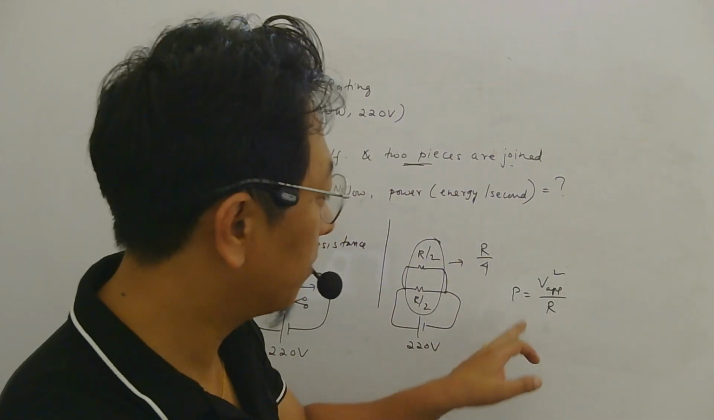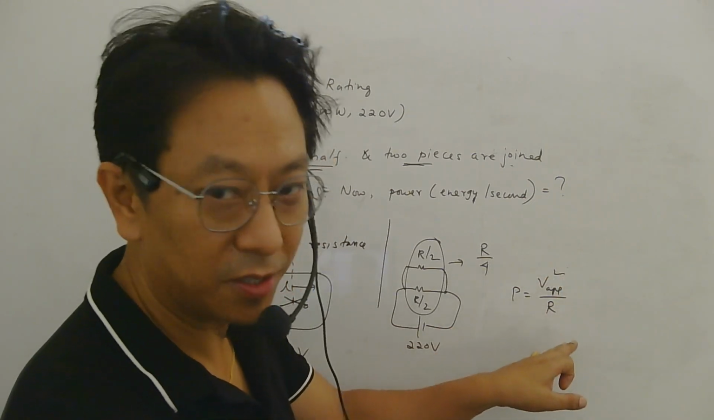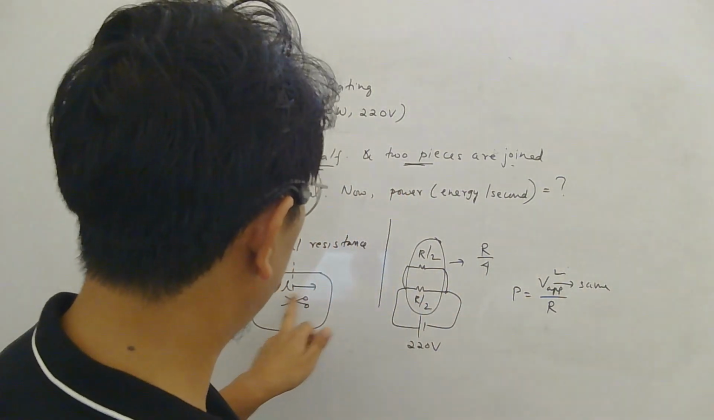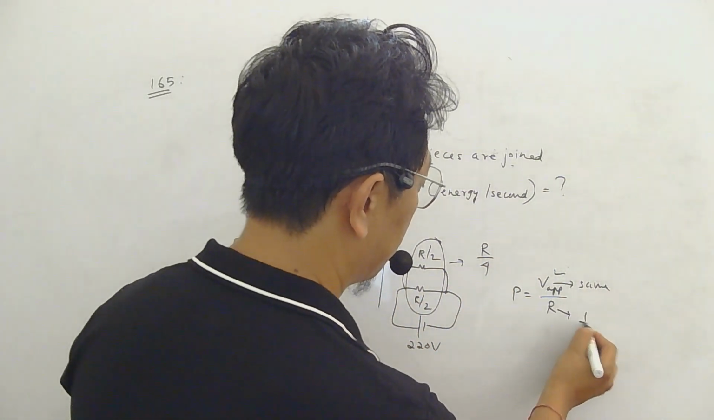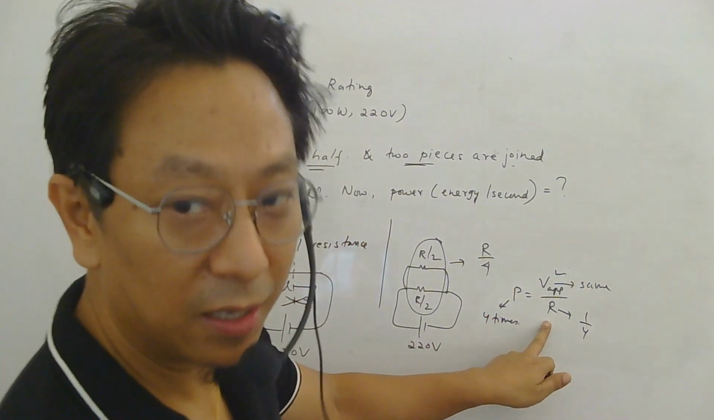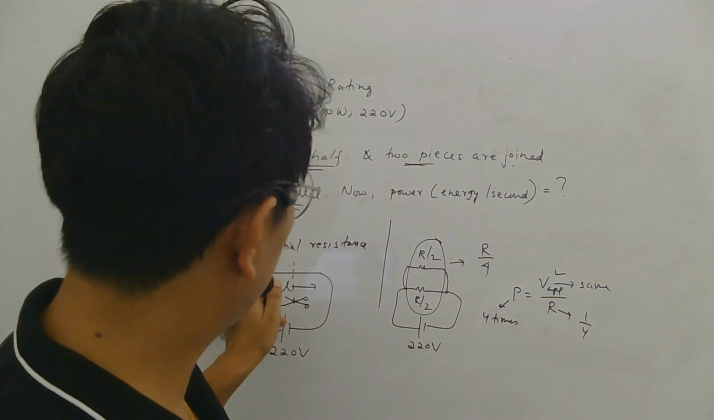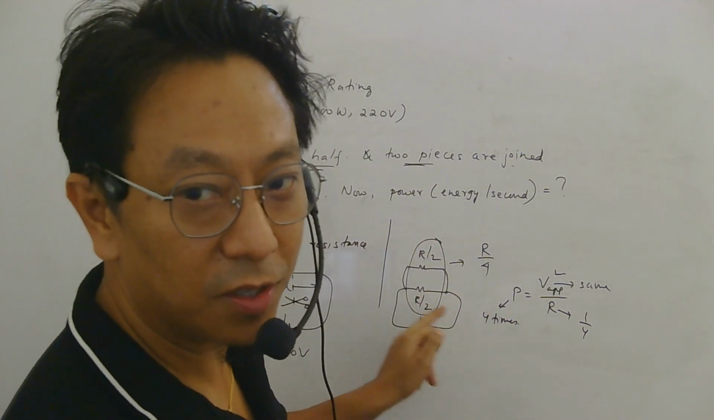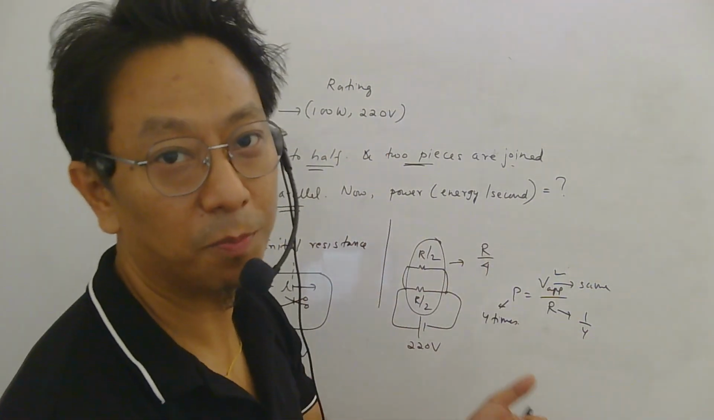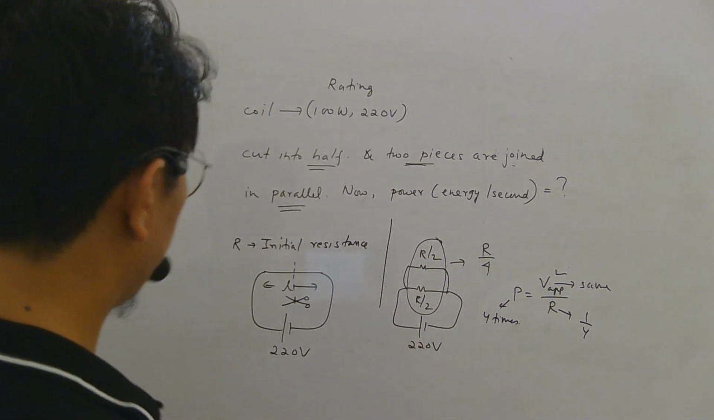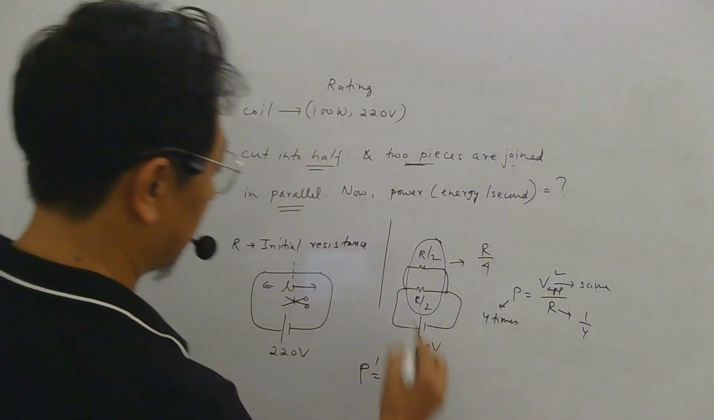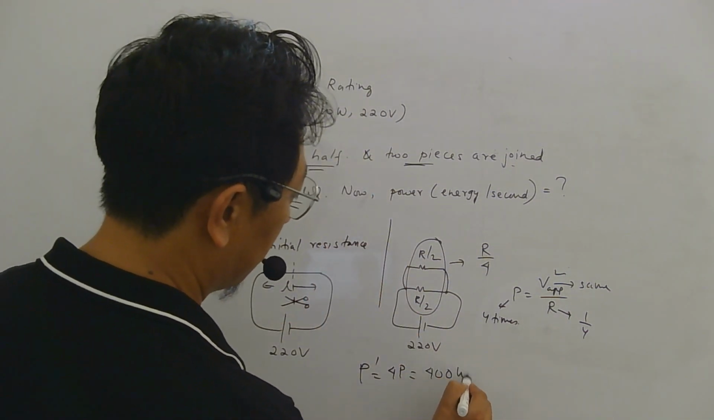Isn't it? Now power consumed is applied voltage squared by resistance. Here we will assume applied voltage is same. So if resistance became 1/4, then power will increase 4 times, because power and R are inversely proportional. Here if the resistance was R, now the total resistance of the circuit became R by 4. So if this became 1 by 4, this will become 4 times. So power will increase 4 times, which will be P dash will be 4 times P. Assuming initial P was 100, this will be 400 watt. Okay.